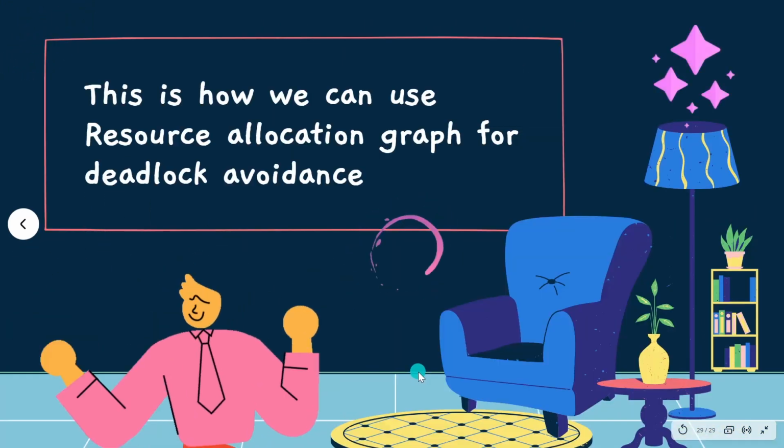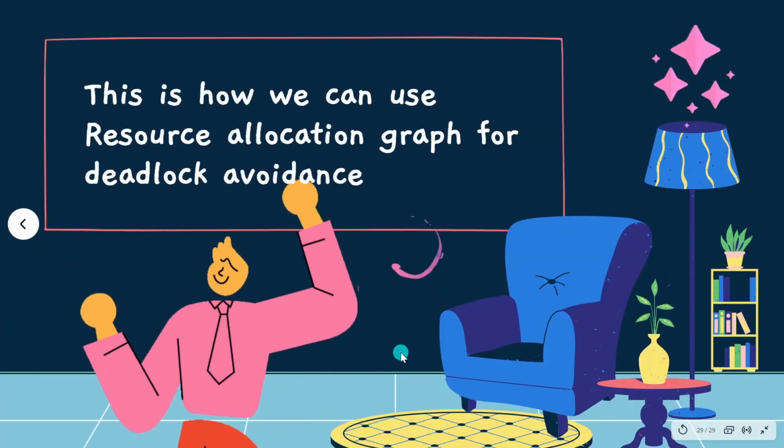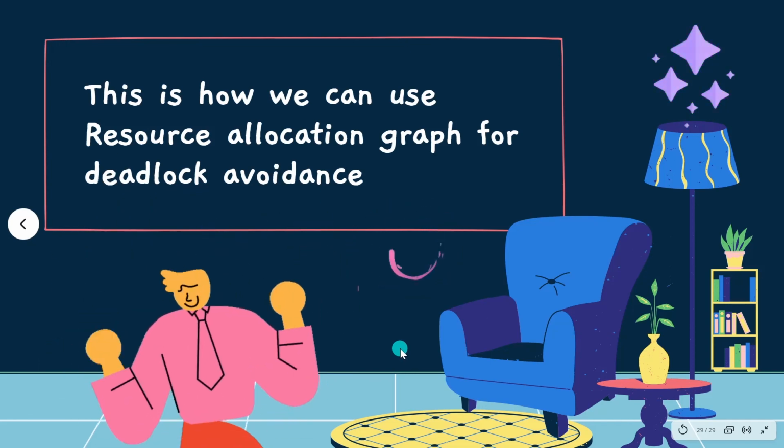And in this way, we can use resource allocation graph for deadlock avoidance.